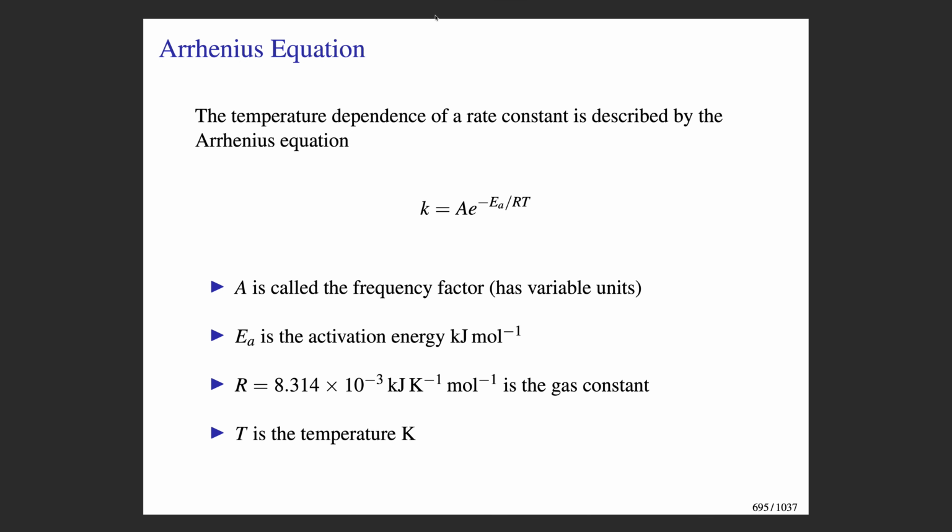The temperature dependence of the rate constant. Okay, so the rate constant is called a constant because it doesn't depend upon the concentration of any of the reactants or the catalyst. It does, however, depend on temperature. And as we've said previously in a previous video, the rate of the reaction generally increases with temperature. And that increase is described by the Arrhenius equation, which is given right here.